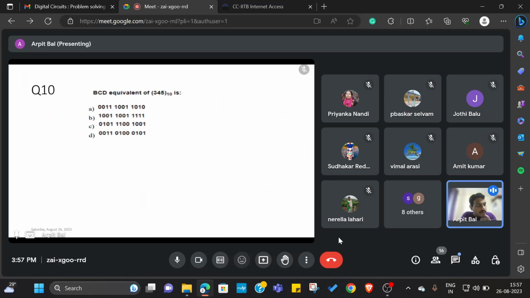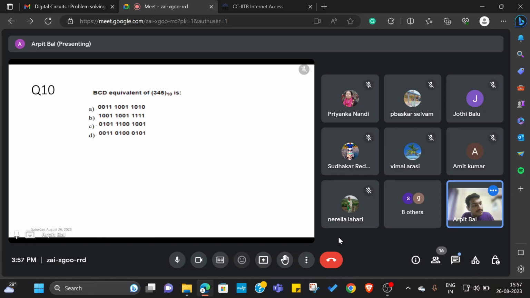Okay, so here we need to find out the BCD equivalent of 3, 4, 5. So can someone tell me what is the BCD equivalent of 3, 4, 5? Because we have solved a question just before this question. Option D, I think. Option D. Okay.